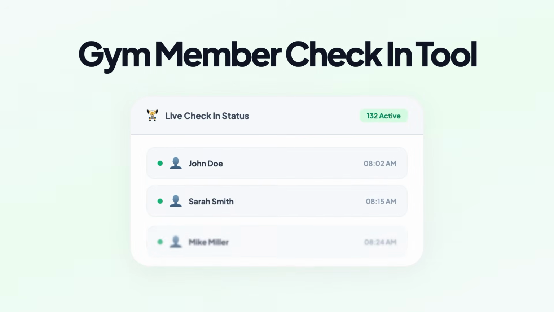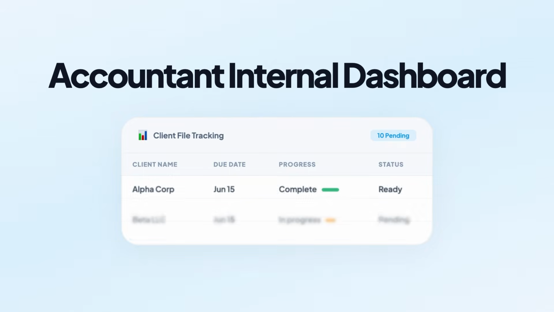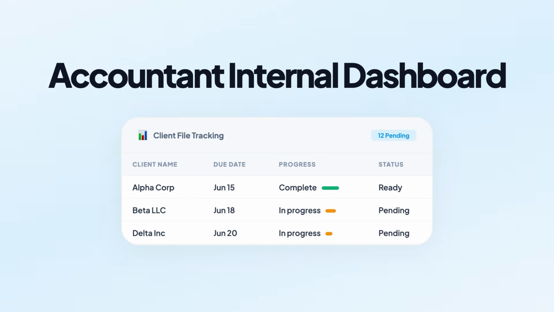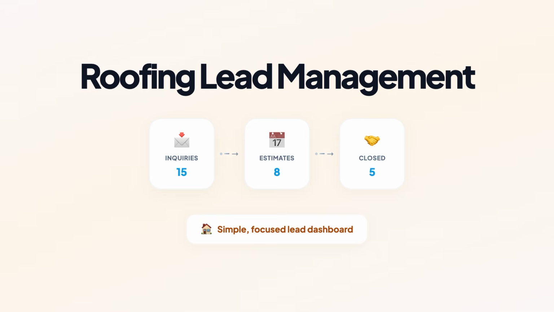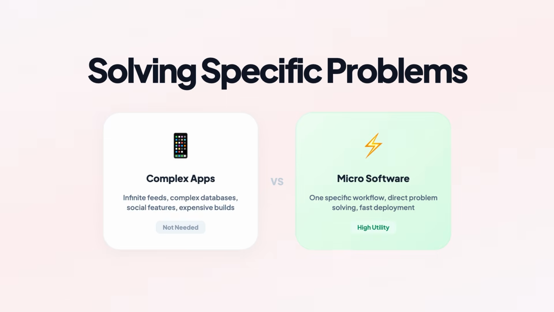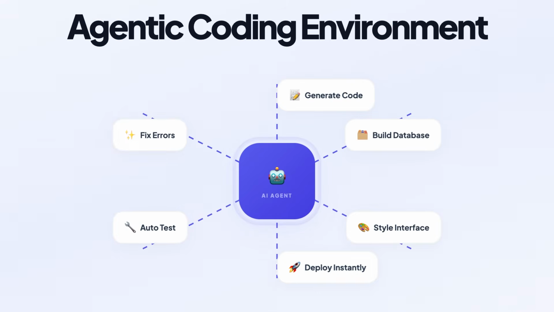Now, think about what this means for someone offering simple software solutions to local businesses. A gym needs a member check-in tool. A salon needs a booking interface. An accountant needs an internal dashboard to track client files and deadlines. A roofing company needs a simple lead management dashboard. These businesses do not necessarily need you to build the next Instagram. They need a specific problem solved. That is where an agentic coding environment becomes interesting.